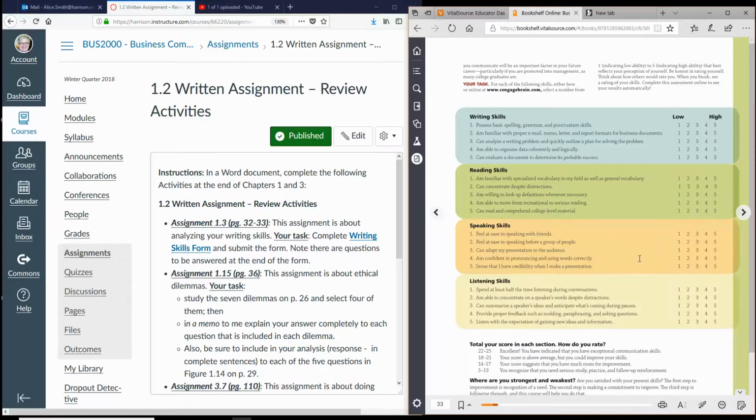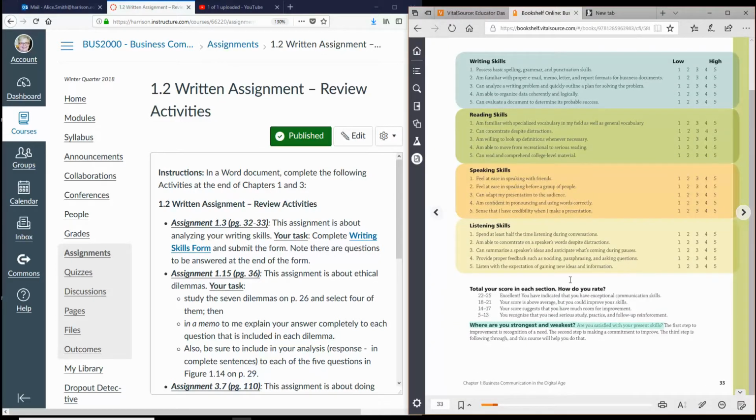So I'm going to go to the next page. So here is this form. It says this assignment is about analyzing your writing skills. Your task is to complete the writing skills form and submit the form. Note there are questions to be answered at the end of the form. So down here, where are you strongest and weakest? Are you satisfied with your present skills? Those are two questions. And this form is right there as a download.